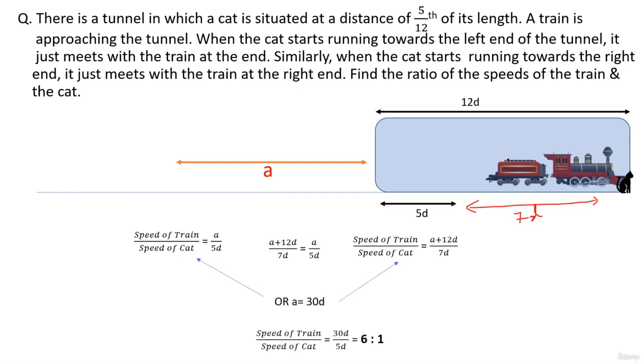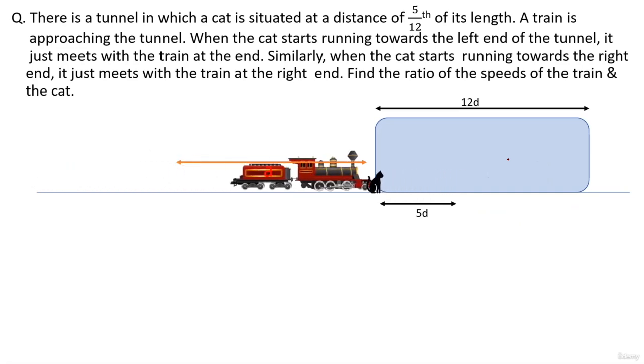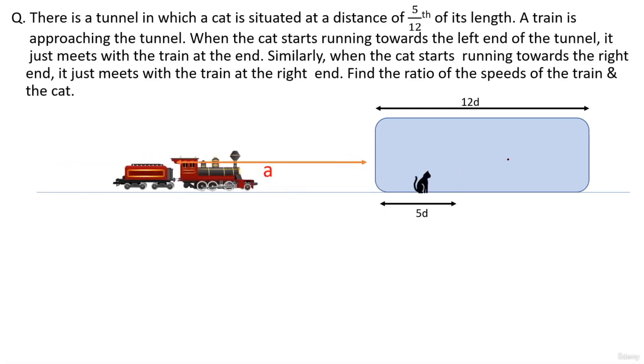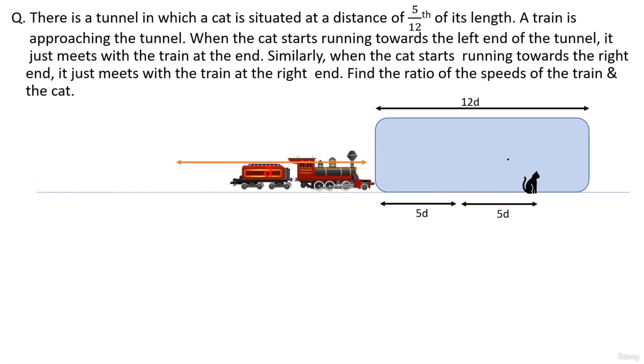All right. But there's a much quicker way to solve this question without even lifting up your pen. Let's see how we do that. Look, when the train is reaching the left end of the tunnel, the cat also meets the train at the left end of the tunnel, right? We know that the cat has traveled a distance of 5d. Now what we'll do is make the cat move towards the right end by 5d. In that time the train will of course reach the left end of the tunnel, right? Now the cat is yet to cover a distance of 2d to reach the right end.